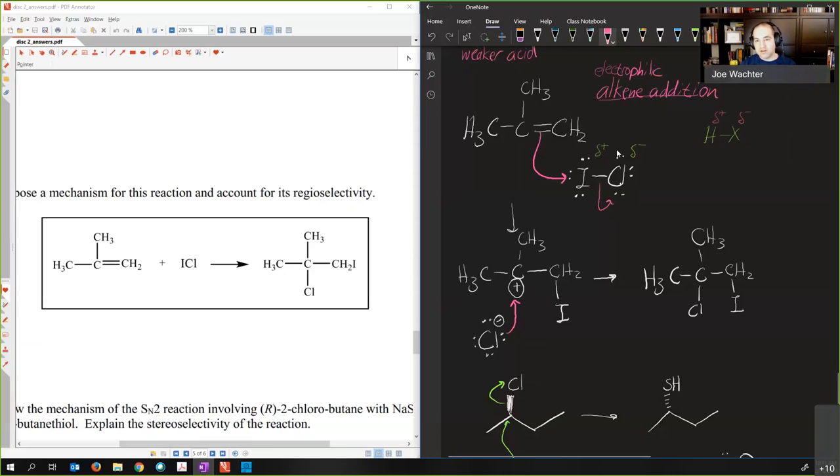Now, the I could go to either side, just like the hydrogen could, because we want to always make the more stable carbocation that's going to form faster. The iodide ends up over on this carbon, leaving the tertiary carbocation. So if the iodide went over here, we would end up with a primary carbocation. We know that's not going to happen. So the iodide goes here, and we have our tertiary carbocation instead. And so that's the one that's open for the chloride to then attack. Does that make sense?